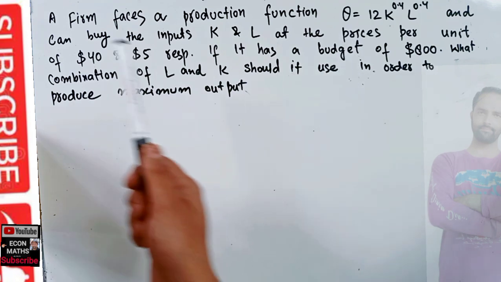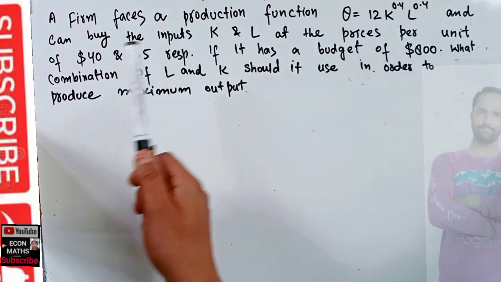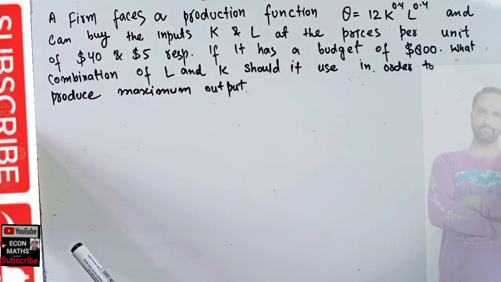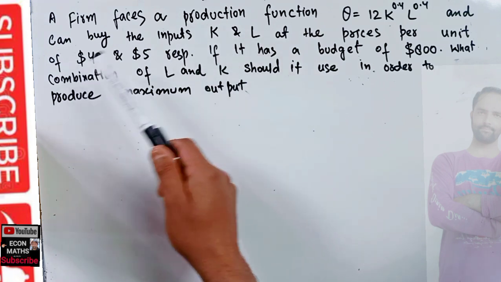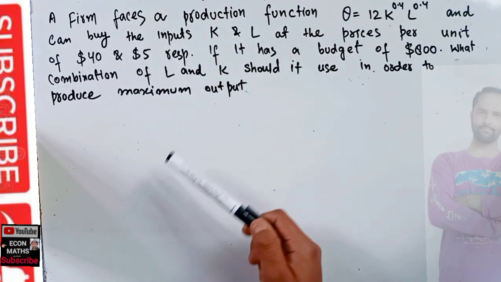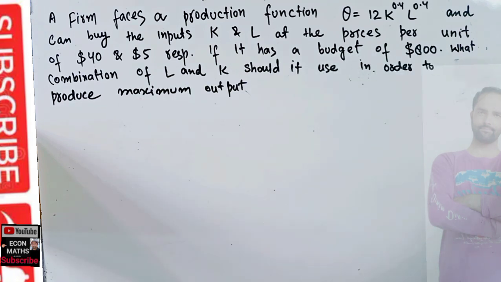Q is the output, and the firm can buy the inputs capital and labor at the prices per unit of $40 and $5 respectively. That means price of capital is $40 and price of labor is $5. If it has a budget of $800, we need to find out the combination of labor and capital it should use in order to maximize output.